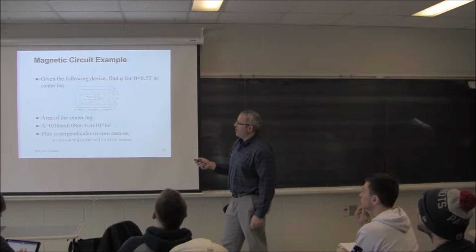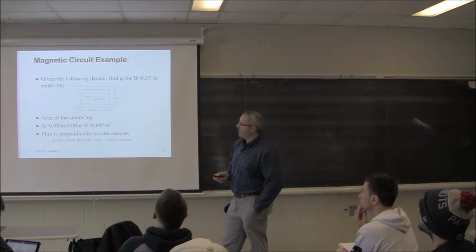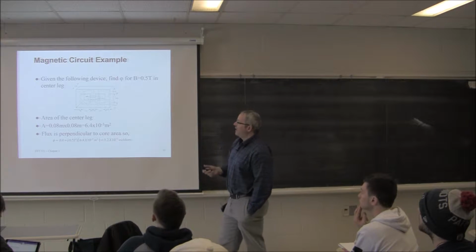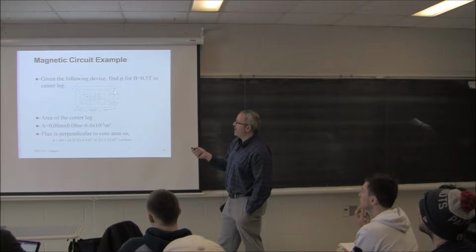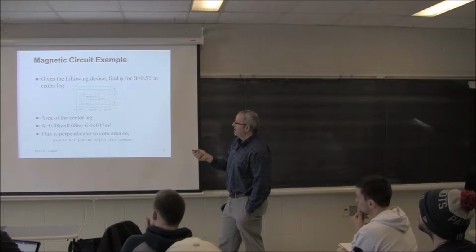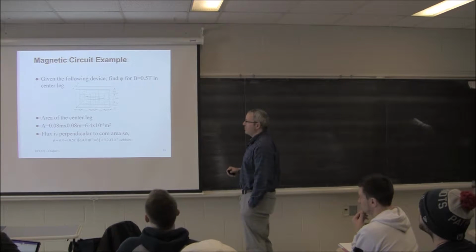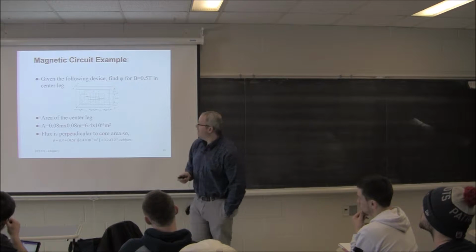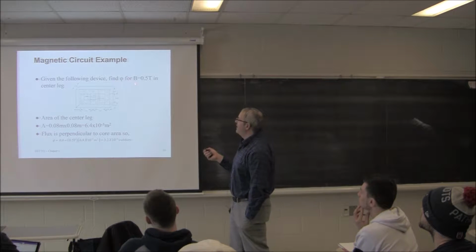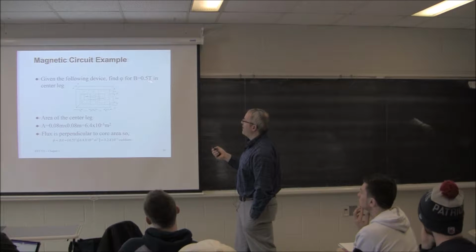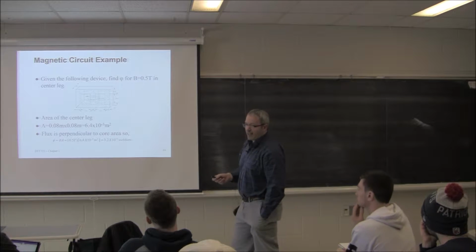I've got a coil of wire with approximately 400 turns in here. I've got all these dimensions going in that direction, the depth, the height. You can take a look in more detail, but these are all in meters. I would like to find phi for a B of 0.5 T just in this center leg, right?